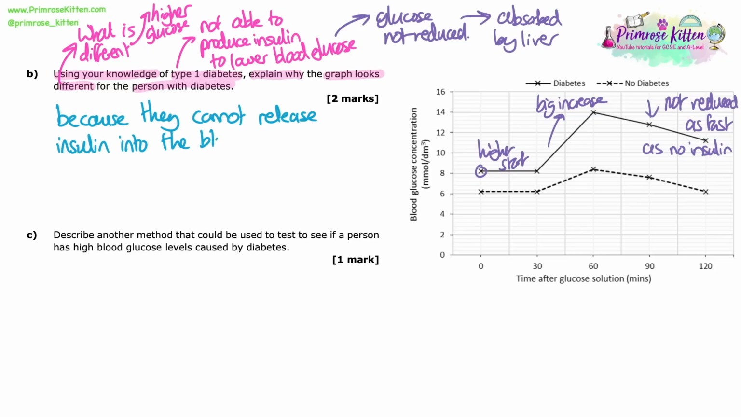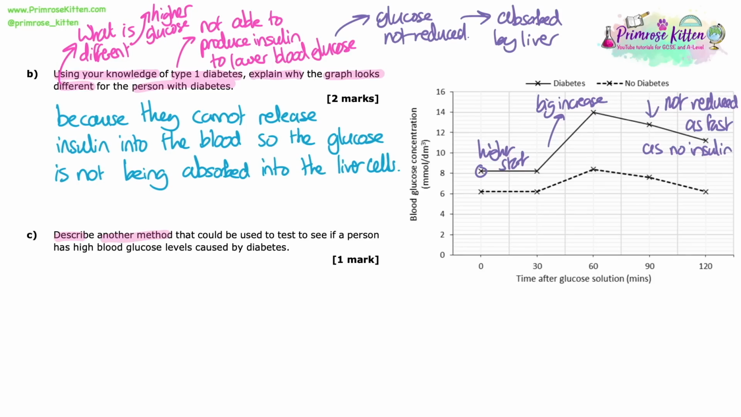We need to say why there is no insulin. Why does that mean the blood glucose level doesn't decrease? Because it's not being absorbed by the liver, which is what insulin does. It causes the liver to absorb glucose from the blood. So my first point is because they cannot release insulin into the blood. That will get me 1 mark. So the glucose is not being absorbed into the liver cells.